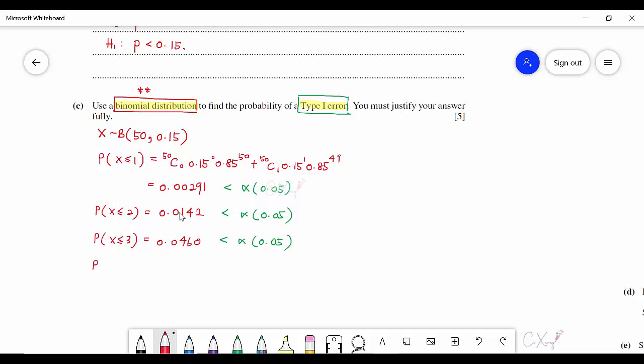Then we continue again for x smaller equals to 4. For x smaller equals to 4, if you calculate the probability, it will be 0.112. If you compare it with alpha, it is already more than 0.05. So when you want to calculate the probability for type 1 error, or find out the rejection region for this binomial distribution, you have to check the values one by one until you get the p value which is more than alpha, then you stop. So that means all these values here are under the rejection region.